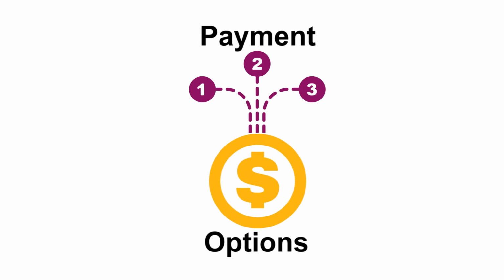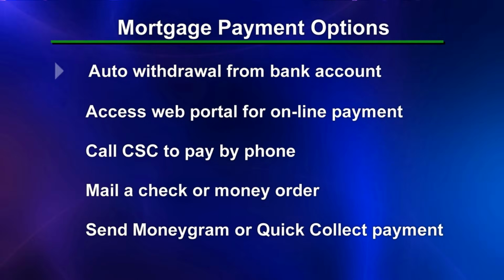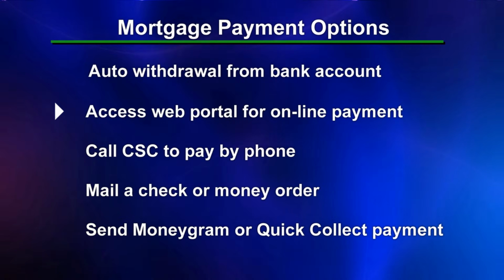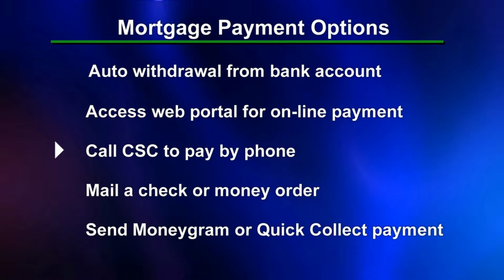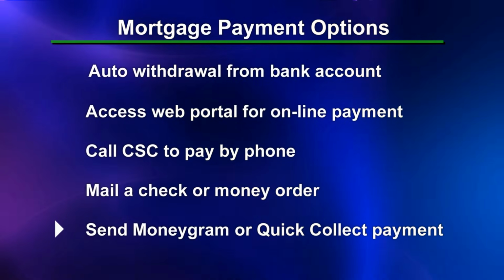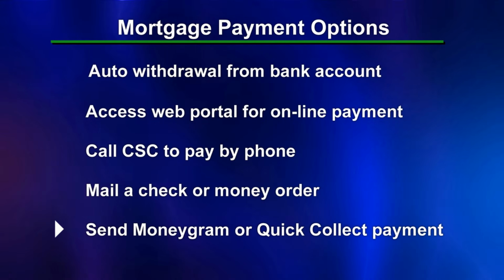You will have several options for making your mortgage payment. You may authorize funds to be automatically withdrawn from your designated bank account, or access the web portal to make payments online, or call CSC to pay by phone. You may also mail a check or money order, or send a MoneyGram or Western Union Quick Collect payment. Additional information on each payment option is included in a guide that you will receive from CSC once your loan closes.